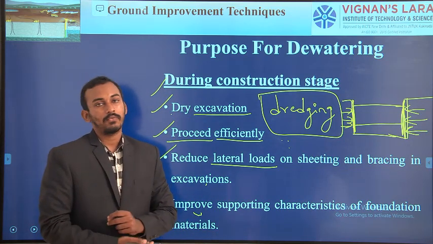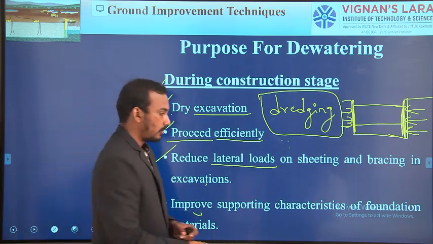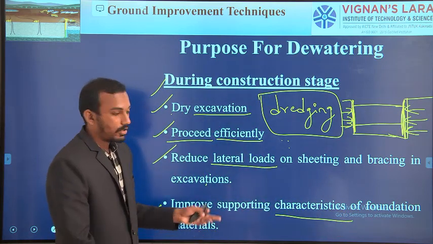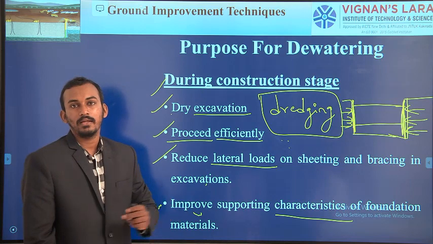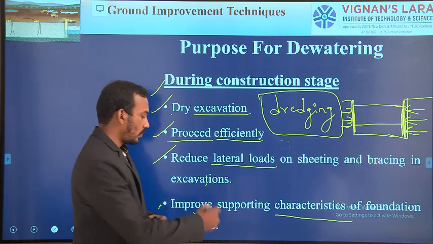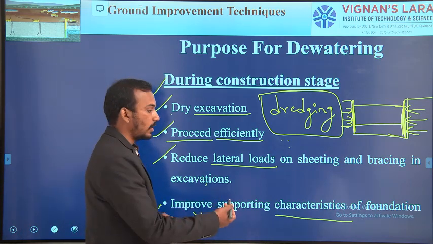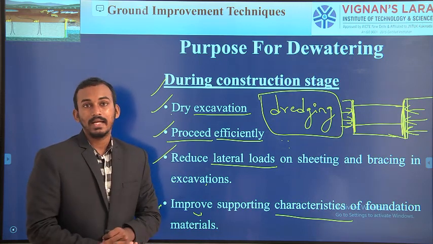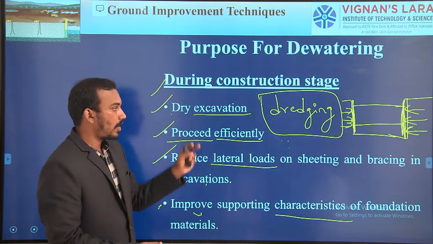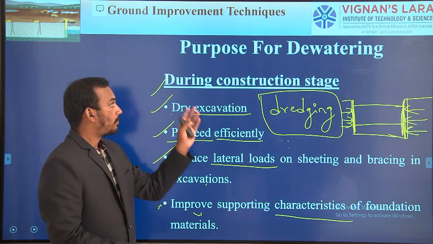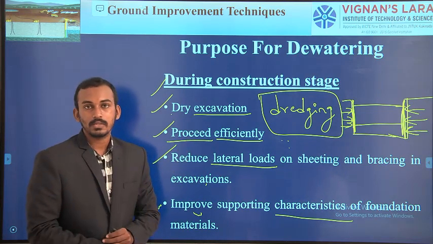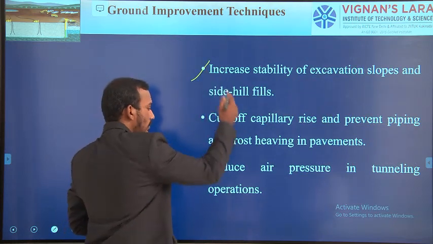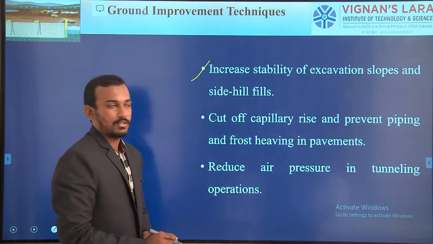The main purpose of using ground improvement techniques is to improve the characteristics or properties of foundation material. What is the foundation material? It is soil. So to improve or support the properties of soil, we need to use this dewatering method. In order to obtain all these purposes, we must use dewatering techniques. Coming to the next one, these are also purposes during the construction stage only.